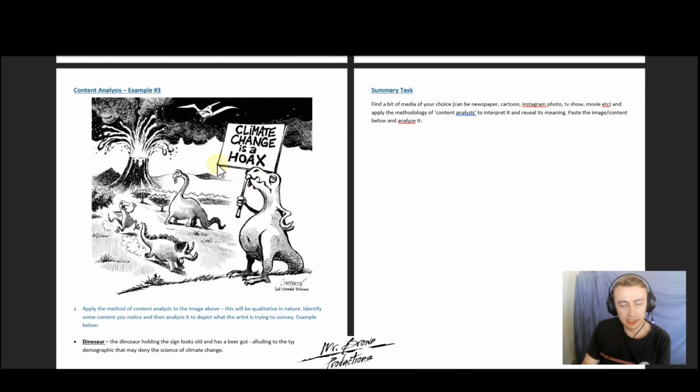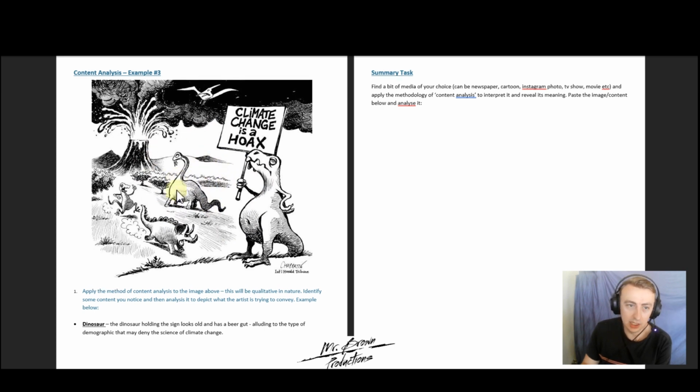The second one is looking at this image here, which is looking at the political issue or contemporary issue of climate change, and particularly those who deny the science of climate change. So again, this will be qualitative in nature, and I want you to guess what the artist is trying to convey here. I've given you another prompt: the fact that dinosaurs are holding the sign is one thing in and of itself, which you might want to comment on, but the dinosaur particularly that's holding the sign has a beer gut, he looks quite old, and this might allude to the kind of demographic that may deny the science of climate change.